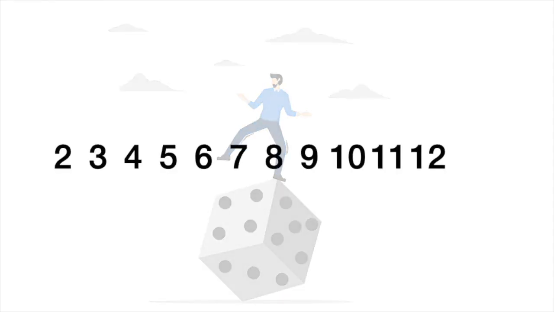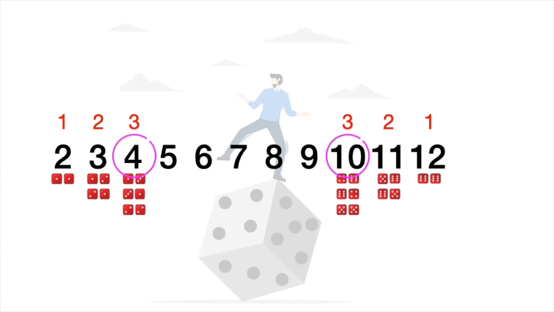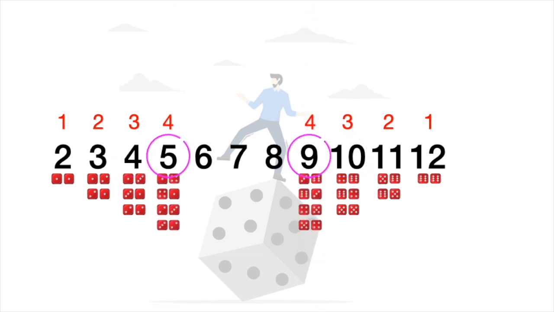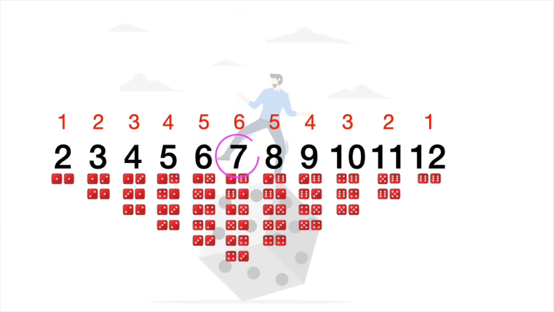A pair of dice can produce the numbers 2 through 12. There is only one way to make each of the 2 and 12. There are 2 ways to make each of the 3 and 11. There are 3 ways to make each of the 4 and 10. There are 4 ways to make each of the 5 and 9. There are 5 ways to make each of the 6 and 8. And there are a total of 6 ways to make a 7. All told, there are 36 dice combinations.